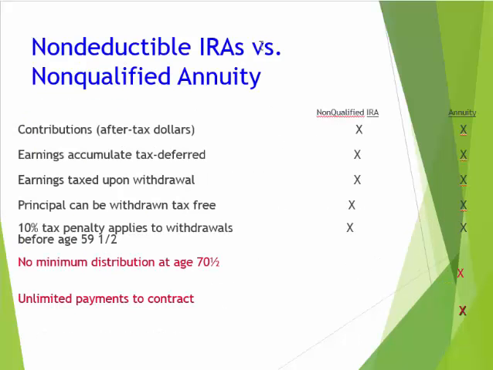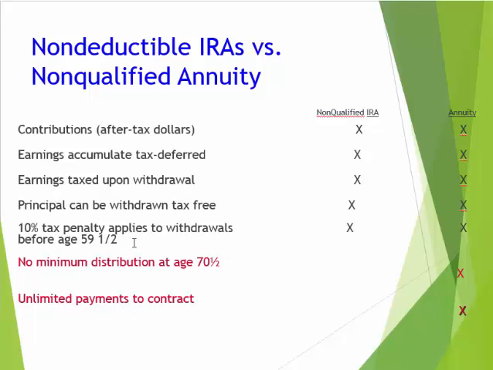Again, what's the difference between an IRA and a non-qualified annuity? Again, you can make contributions, right? You can put a lot of money in there with after-tax dollars, so you can do that in both. Earnings accumulate tax deferred in both. Earnings are taxed on withdrawal. That's for both. Principal can be withdrawn tax-free. That's true. There's a 10% penalty that applies to withdrawals before that. That's true. So what's the difference?